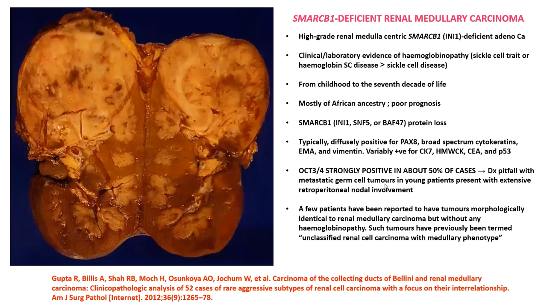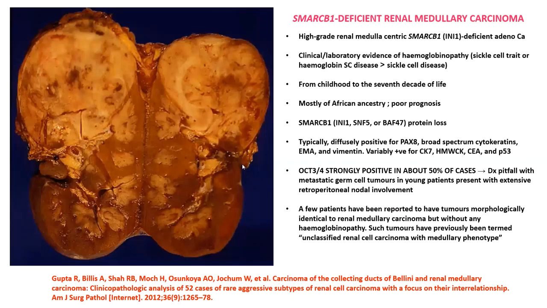And sometimes, as I've already said before, a few of these cases could look exactly like a SMARCB1-deficient renal medullary carcinoma, with a high-grade adenocarcinoma showing a loss of expression of INI1, but those cases will not have a history of a hemoglobinopathy. So some of those tumors are actually called an unclassified renal cell carcinoma with a medullary phenotype and not a SMARCB1-deficient renal medullary carcinoma.